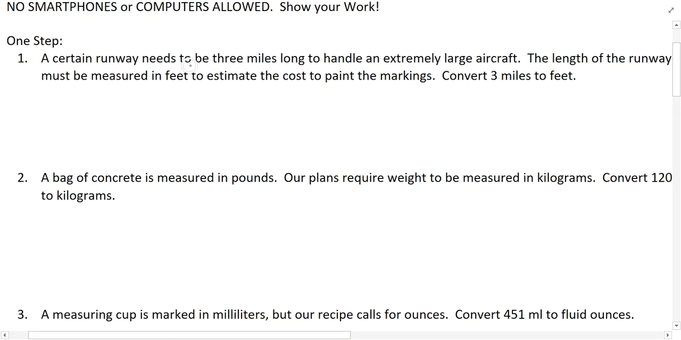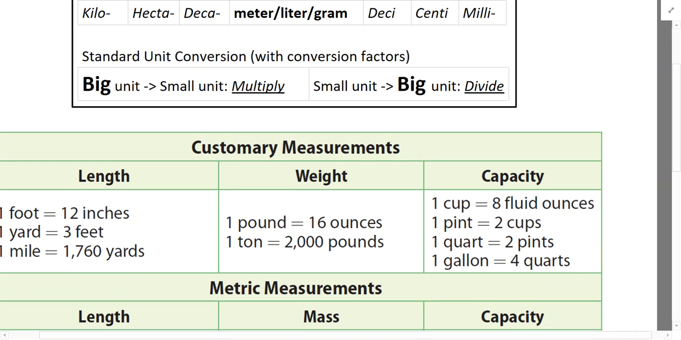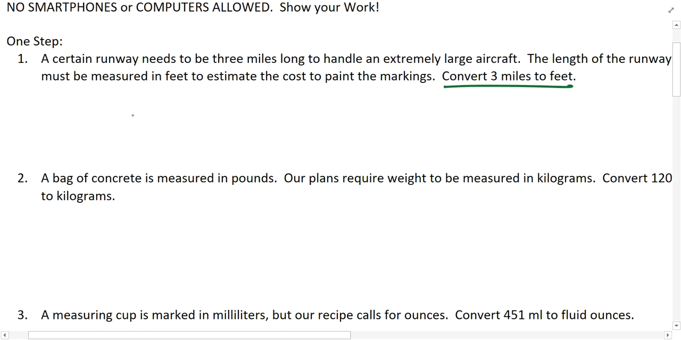A certain runway needs to be 3 miles long in order to handle an extremely large aircraft. The length of the runway must be measured in feet to estimate the cost to paint the markings. So in that situation, our goal is to convert 3 miles into feet. Now, what's particularly nice about this T-chart method is that it helps eliminate the guesswork when it comes to unit conversions, especially with standard units, when we're guessing or deciding whether to multiply or divide. And I'll show you what I mean here.